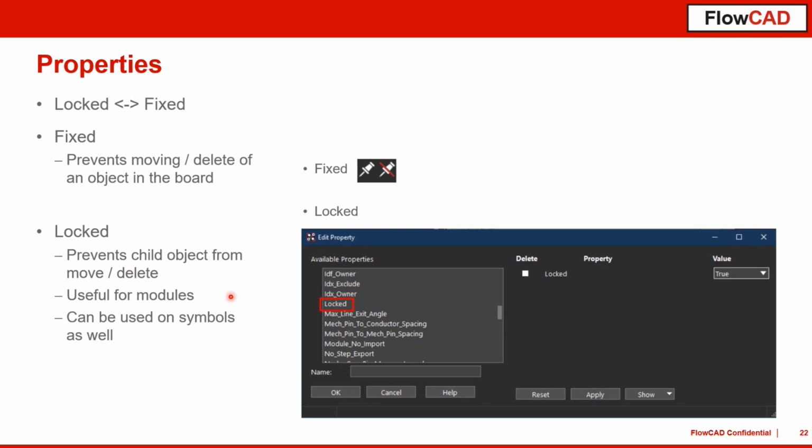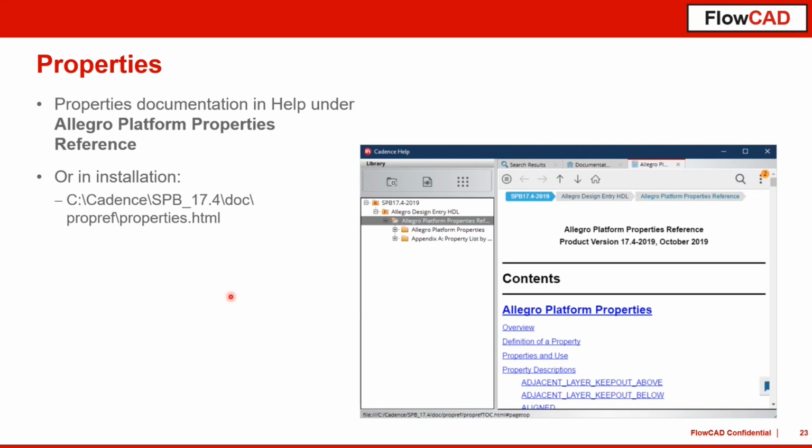Good, so this is the difference between locked and fixed somehow. I will also show inside of the tool. If you have questions or want to look up some things regarding the properties, you can do this under Help. There is this Allegro platform properties reference.